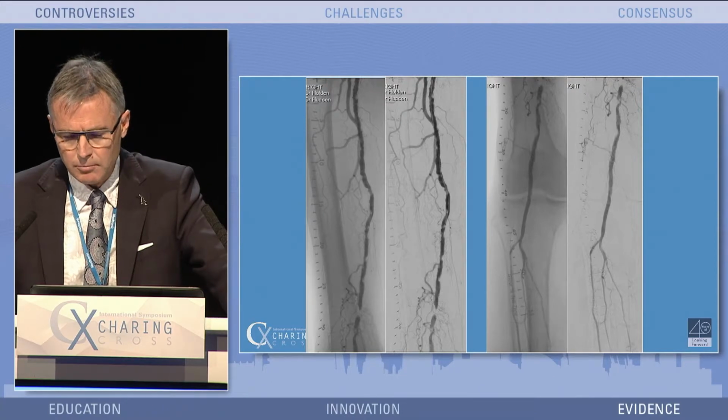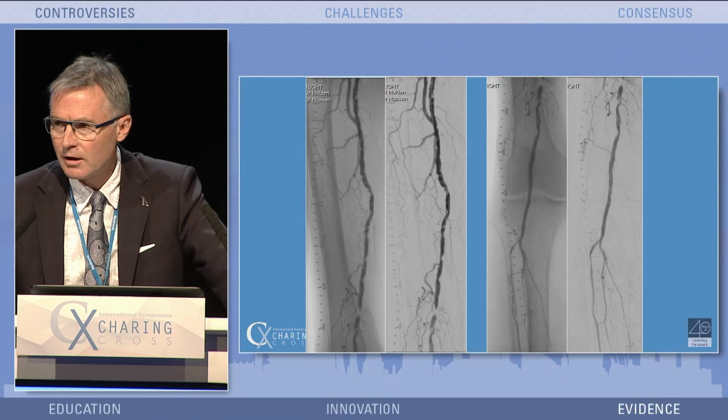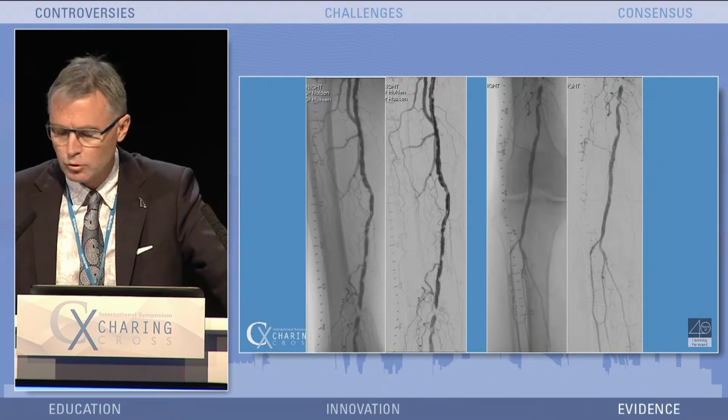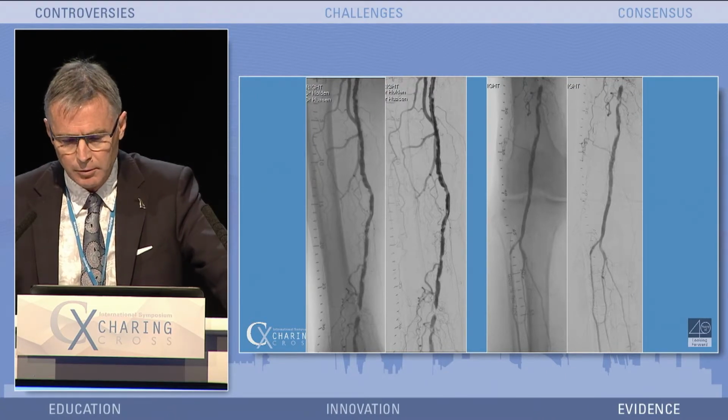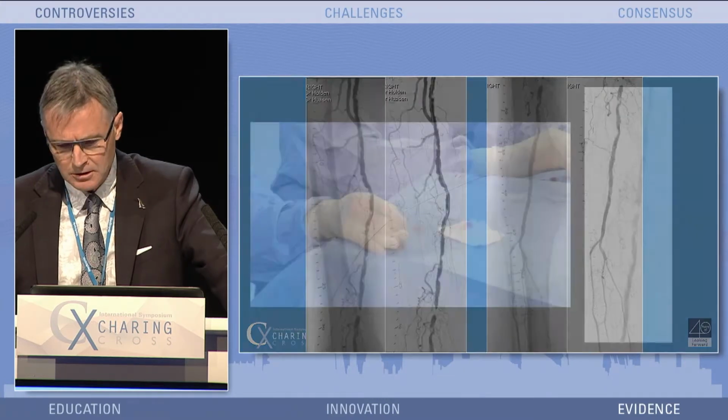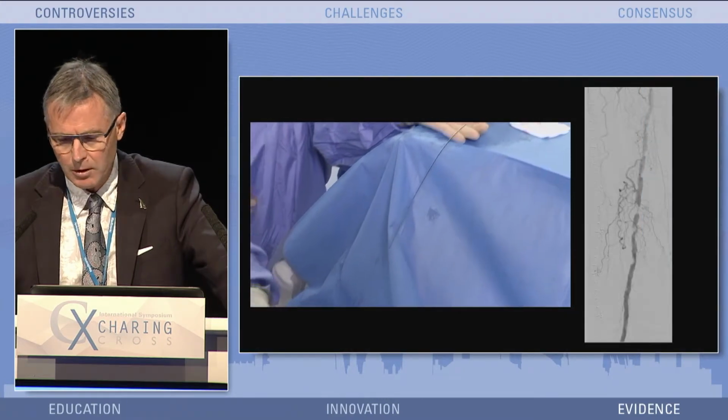You can see this patient primarily on this side, we were going to treat the femoropopliteal segment because the AT was really providing collateral supply to the heel. So we didn't need to do any below the knee treatment. But you can see this is the femoropopliteal treatment.